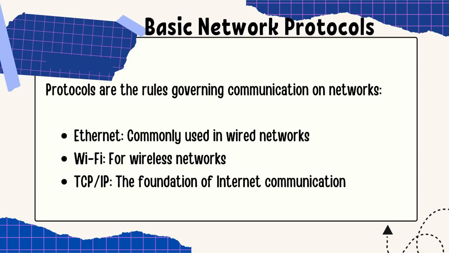Networks operate using protocols, which are sets of rules governing communication. Ethernet is the most common protocol for wired LANs, while Wi-Fi is used for wireless networks. TCP/IP is the fundamental protocol suite used for internet communication.